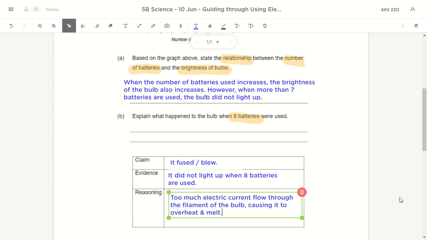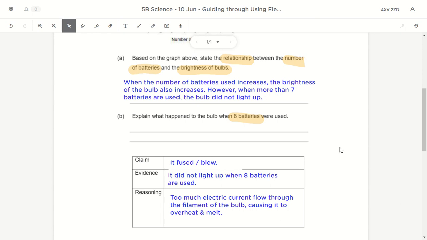So all you need to do is just combine these three sentences together. Sometimes all you need to do is just really rewrite these three sentences. But of course, in the exam, you don't have to rewrite. You just write it on the line straight away. There's no box for you to write or CER. But we just want to break the thinking process down. First, answer the question. What happened to the bulb? It blew, it fused. How do I know that? Because the bulb did not light up when 8 batteries are used. And what's the reason behind it? Because when 8 batteries are used, too much electric current flows through the filament, causing it to overheat and melt.